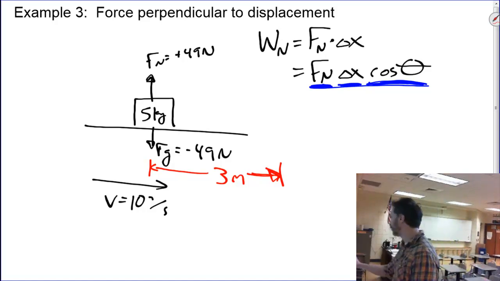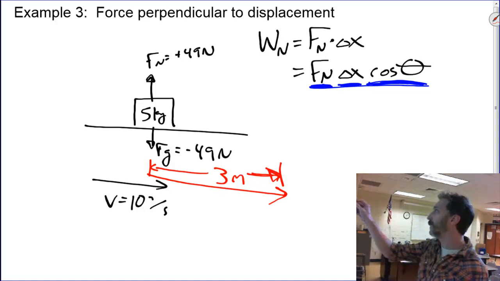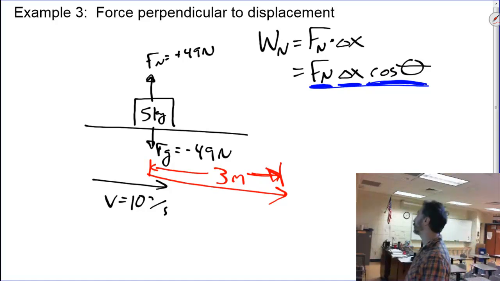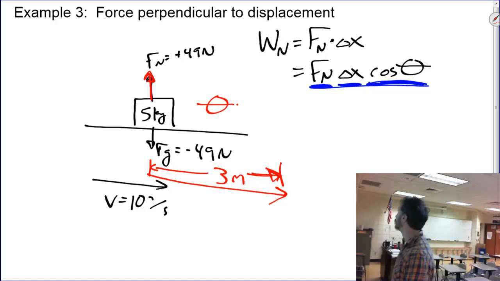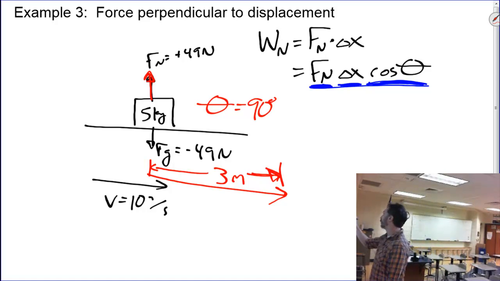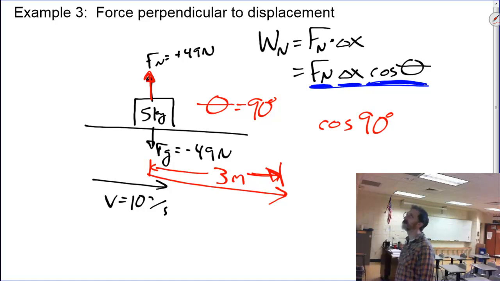My displacement is to the right, and both my normal force and gravity are up and down, so they're perpendicular, right? So in this example, our theta is 90 degrees. And what's the cosine of 90 degrees? Think back to your trig. Cosine of 90 is 0.